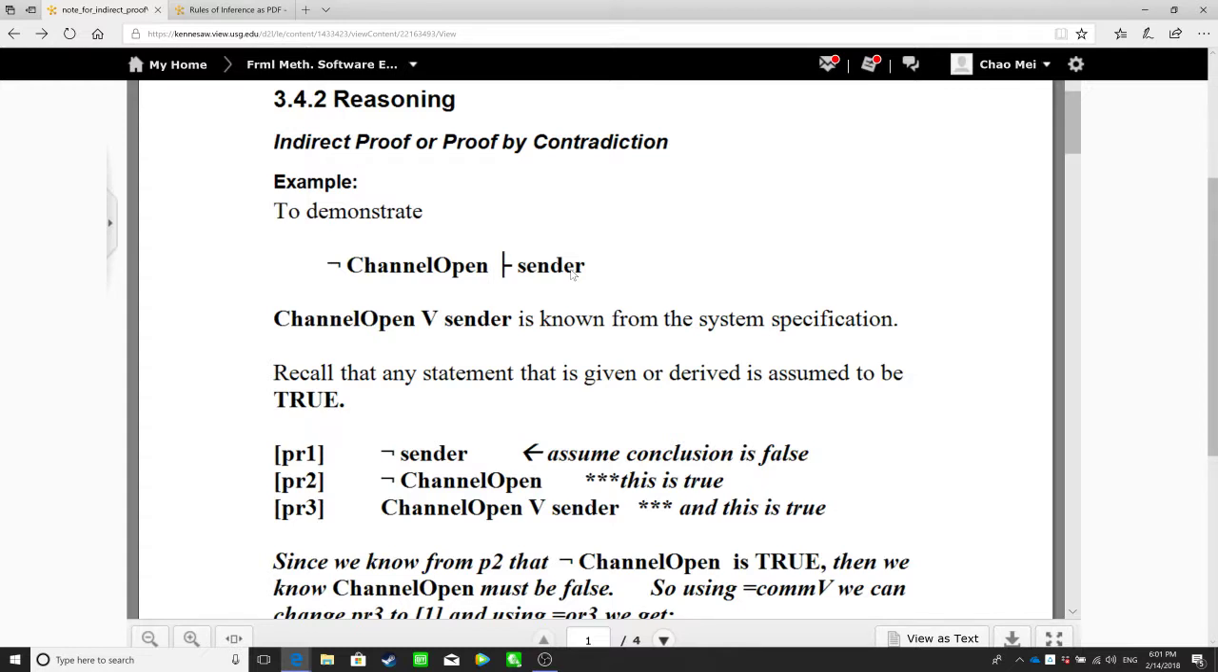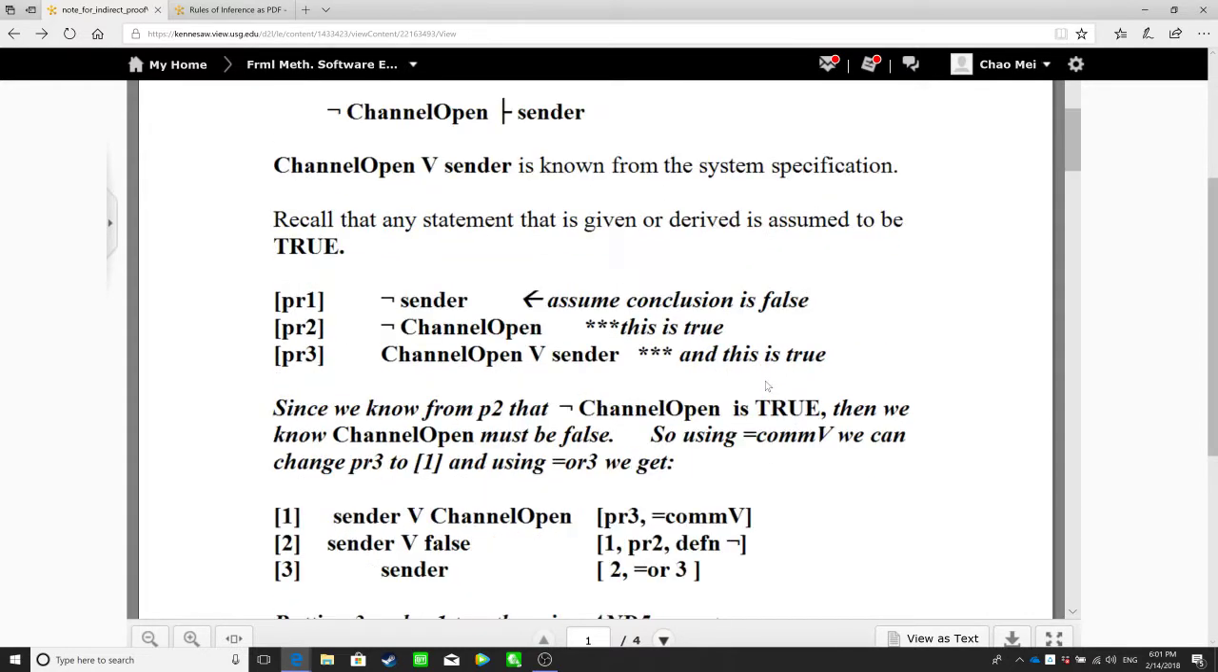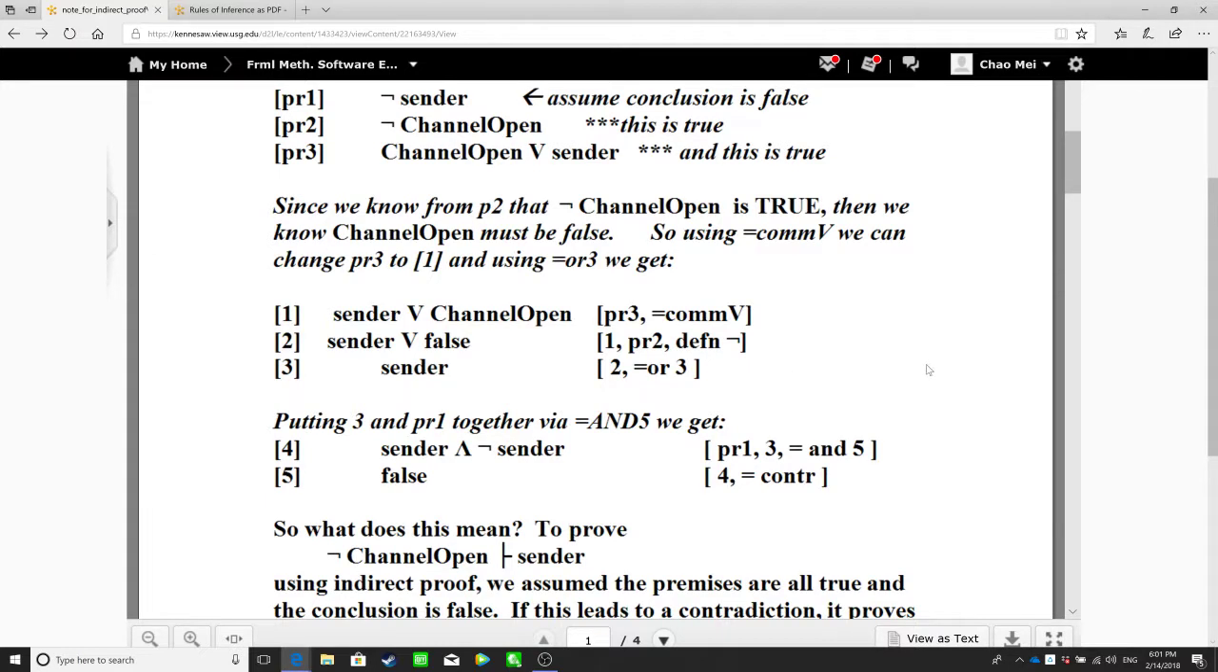Okay, so then we have three things we can play with. First is the conclusion. We get something from the conclusion. We assume the conclusion is false. Then we have this negation conclusion is true. And then the second, this PR2 is one of the premises. It has to be true because it's a premise. PR3 is another premise. It has to be true. Okay.